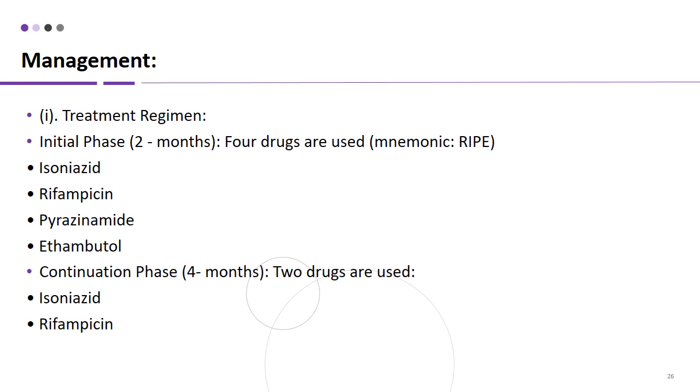So the management includes an initial phase and a continuation phase. The initial phase is of 2 months, and then for 4 months it is the continuation phase. So 4 drugs are used in the initial phase, which are isoniazid, rifampicin, pyrazinamide and ethambutol, and in the continuation phase there will be use of isoniazid and rifampicin only.